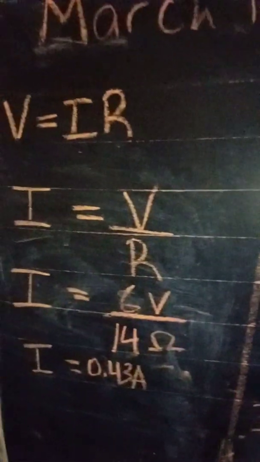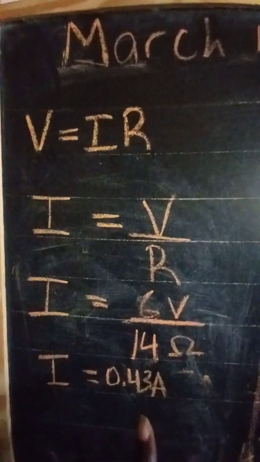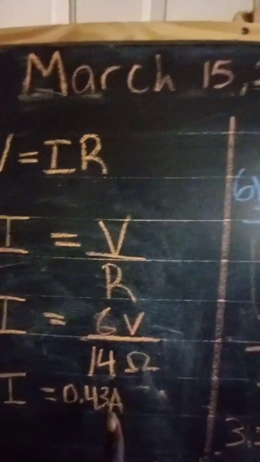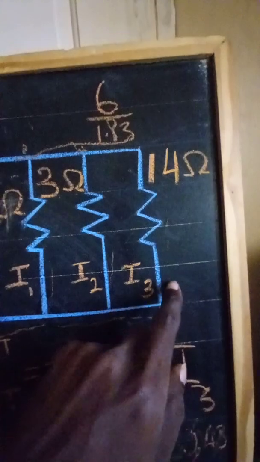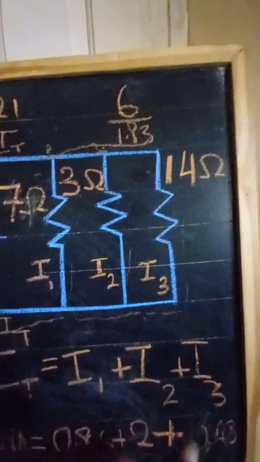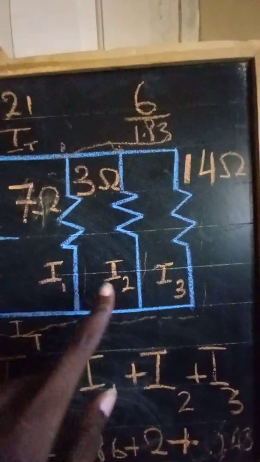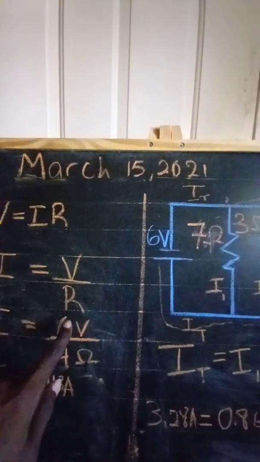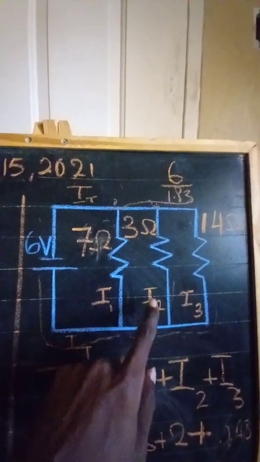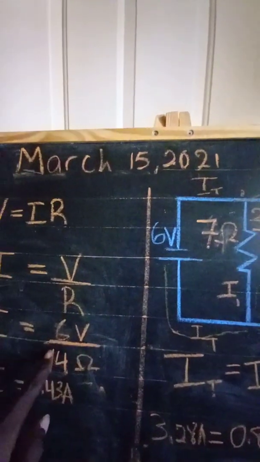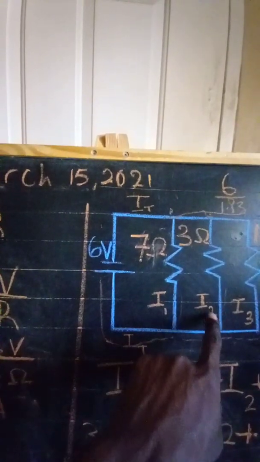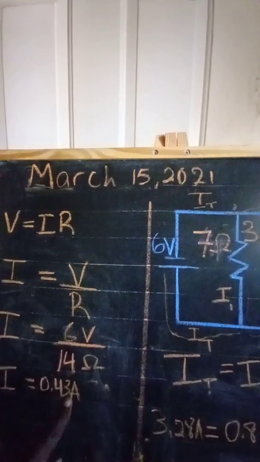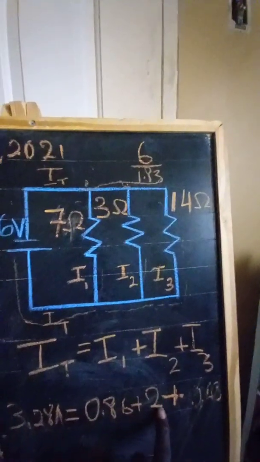Therefore, the current value right here, 6 volts over 14 ohms, gives me 0.43 amperes. So 0.43 amperes is actually going to this third branch here. Now, in order to find the current through I2 and I1, I would simply use the same formula. The voltage would remain constant, but I would have to use my individual resistances. So instead of 14 for I2, I'd have to use 3 ohms because that's the resistance in that branch. I would get 2 amperes as my answer. So I put my 2 amperes here.